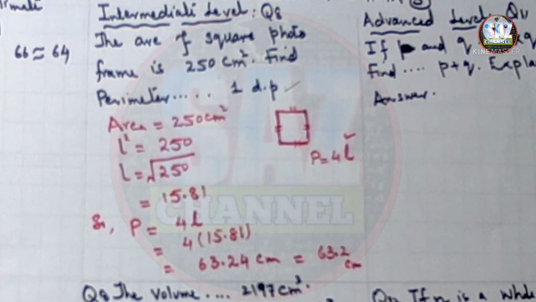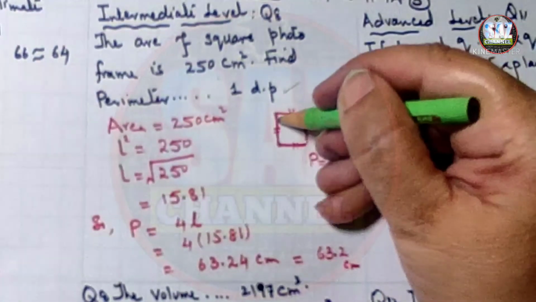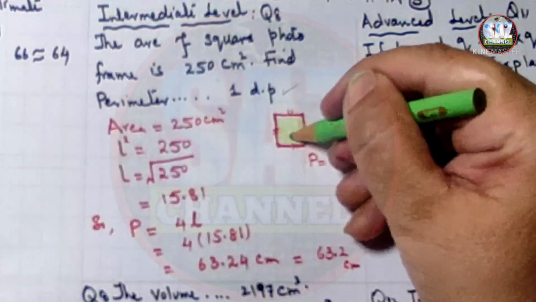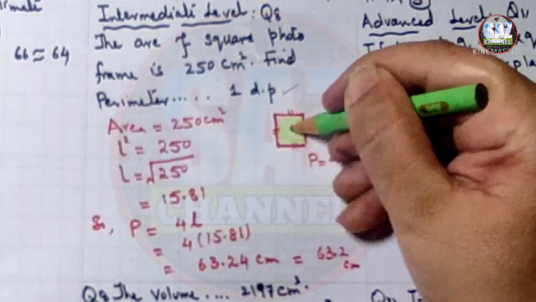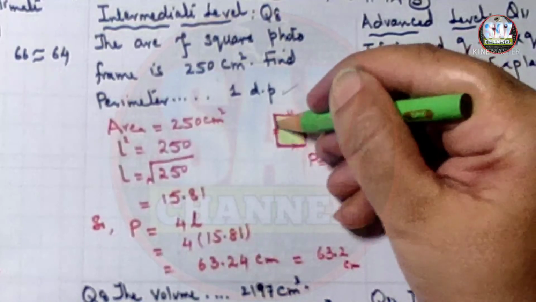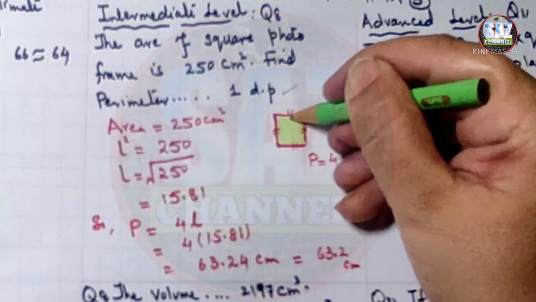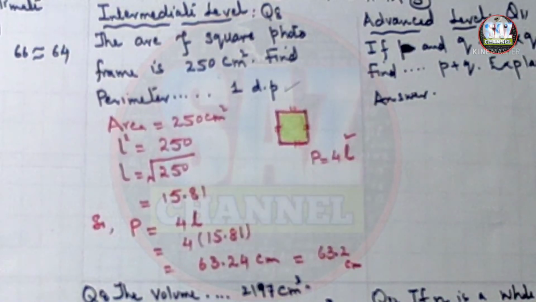Students, you can see how easily we are finding the answer for the perimeter of this square when the area is given. For this purpose you should have good command of calculation skills plus the formulas as well. If the formula is not clear, then the question will be difficult for you.